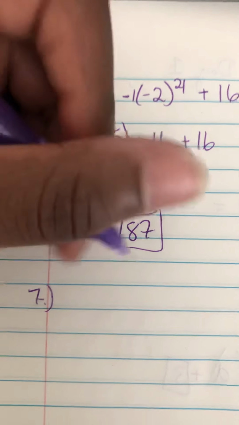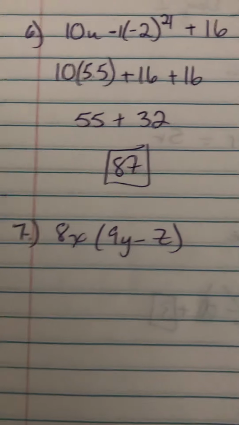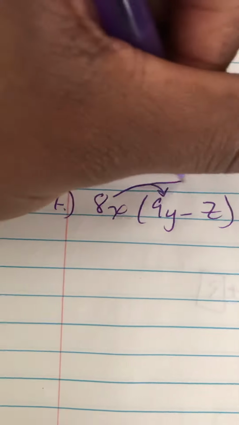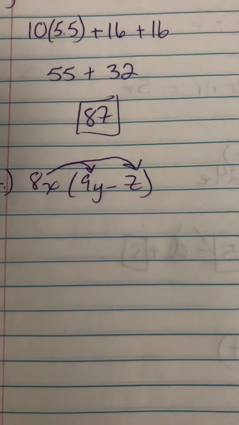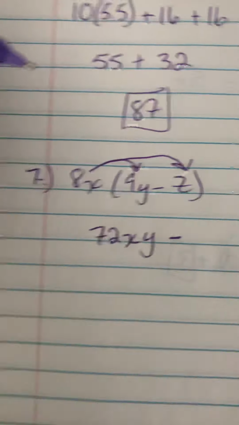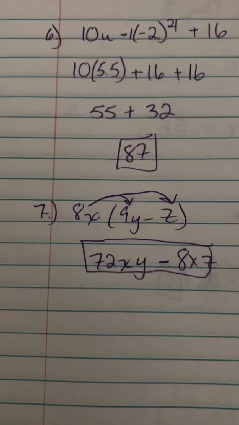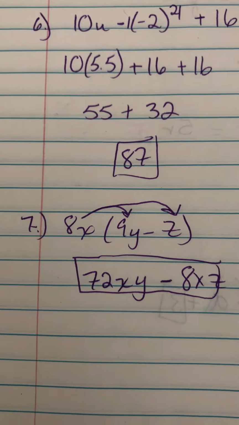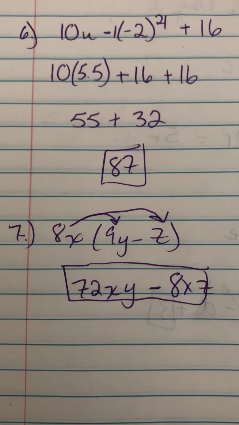Let's see, we have 8x times 9y minus z. So again, what we do out here, we got to do in here. So 8x times 9y. Remember, we keep the variables in alphabetical order. So 8 times 9 is 72xy, keep our sign, minus 8xz. And that's it. We're done. We can't do anything else. So that one is going to be 72xy minus 8xz, B.